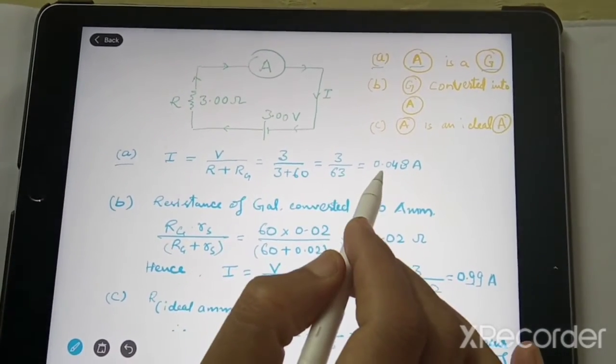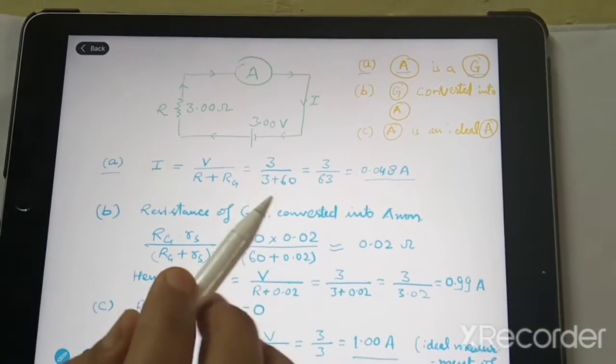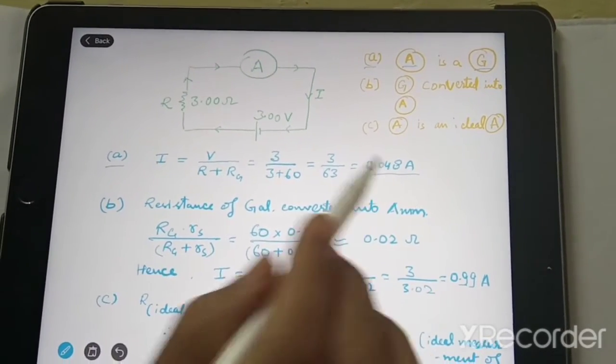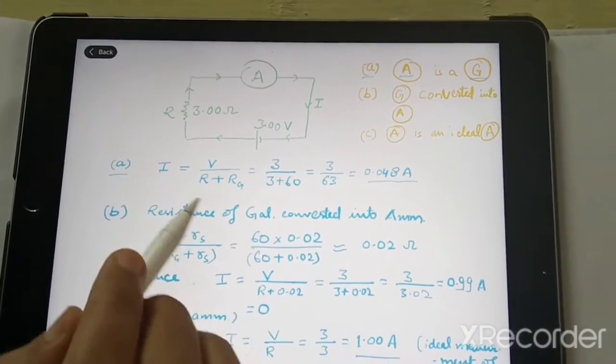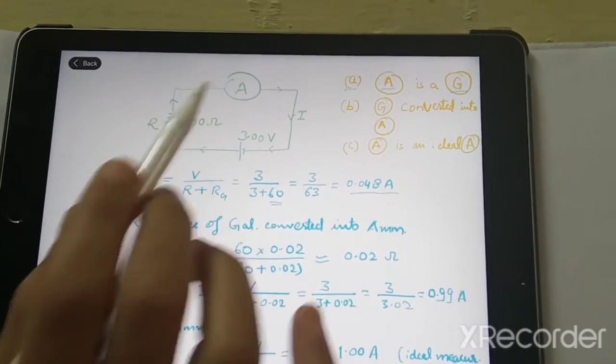So the answer is 0.048 ampere, 3 by 63. So the current measured is like this. Here is an important thing to see, that this 60 ohm is added. That is of the galvanometer.